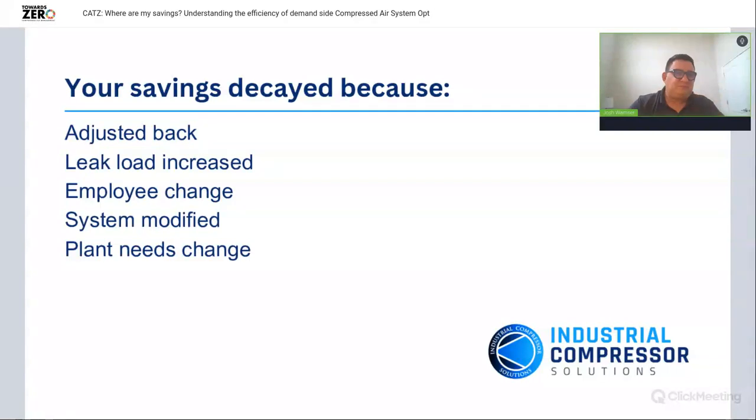and next thing you know, you have completely eradicated any optimization that you've done. And then what happens if the plant needs change? Whether that's an increase in flow or pressure or a decrease, both of those things impact the efficiency of your optimizations.